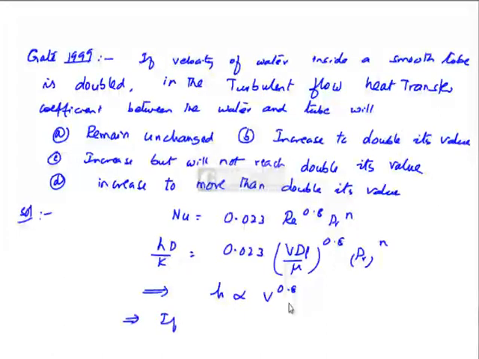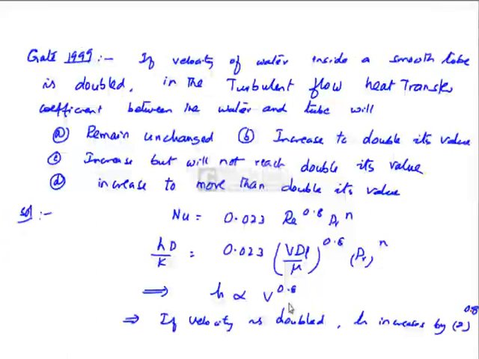Implies if velocity is doubled, h increases by 2 to the power of 0.8 times, which comes to 1.74. So answer is C. Increase but will not reach double its value.